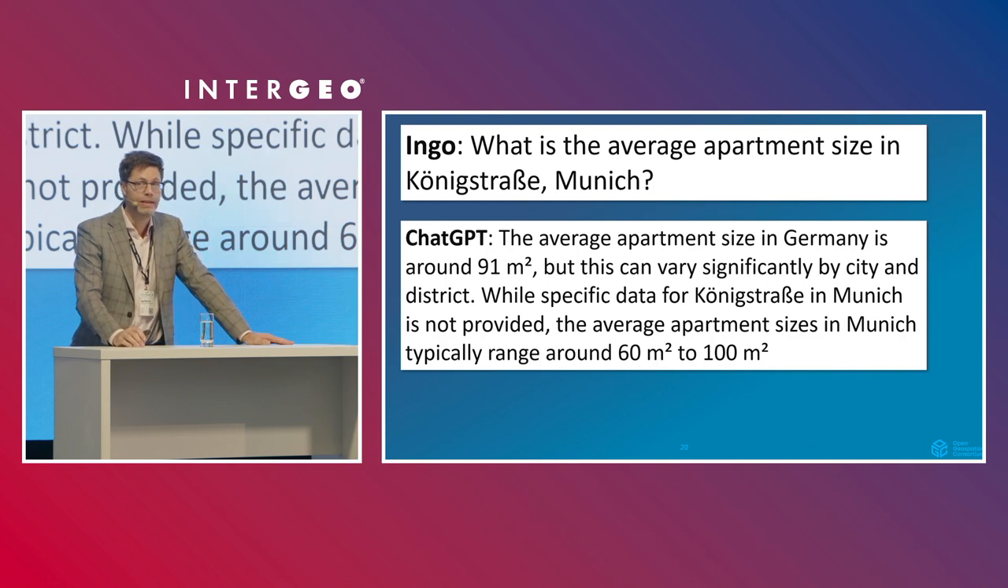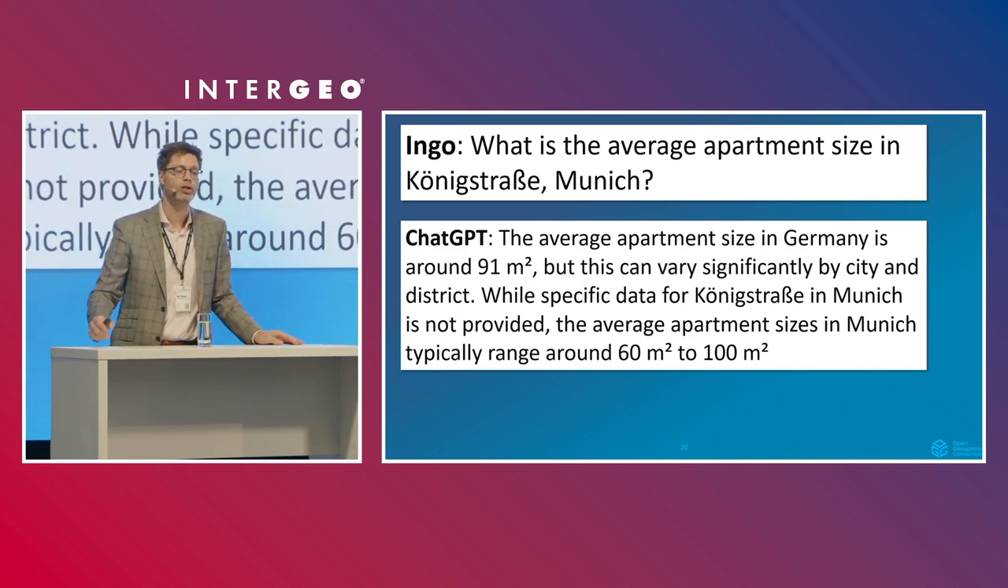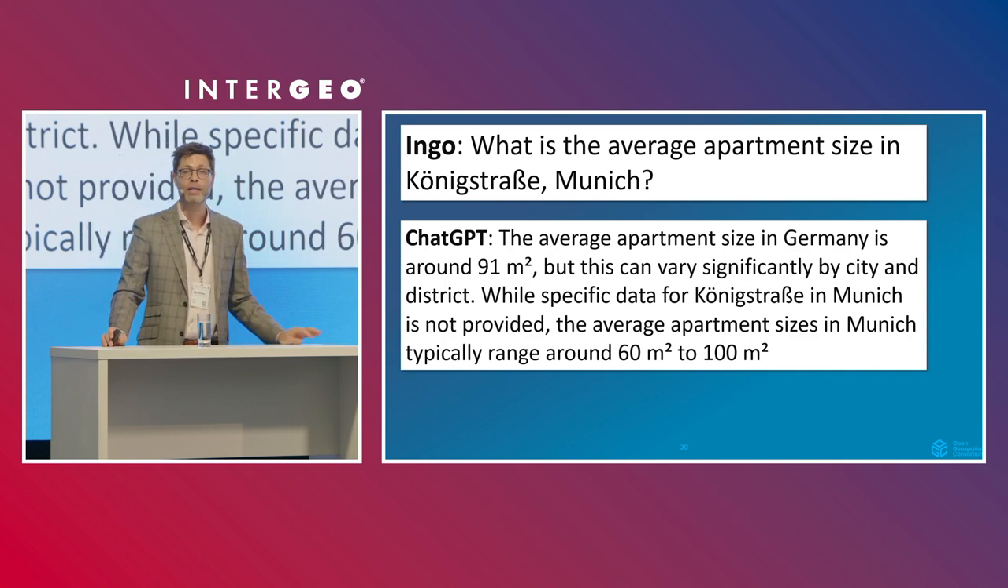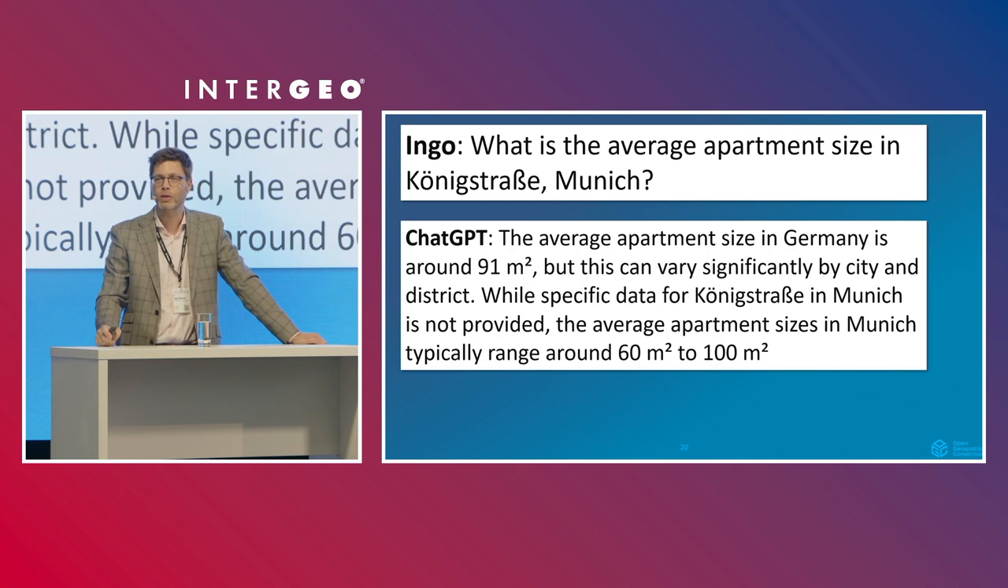And what we see is if we interact now with ChatGPT with data, and if we interact with ChatGPT that has been just trained with text data, so if I ask a very simple question, right? What's the average size of an apartment in a specific street in Munich? If I raise this question, what we see here is the answer ChatGPT provides to us, right? It has no clue. It can give us some information. The average apartment size in Germany is somewhere around 91 square meters. And well, in this specific street in Munich, it doesn't know. It just knows that it's probably somewhere between 60 and 100.